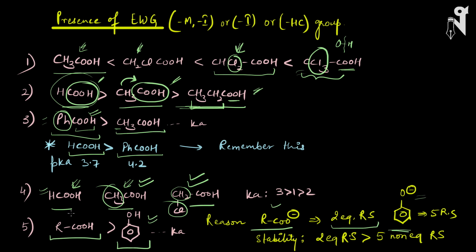Okay, so in this case, where the fifth compound is, we have RCOOH and phenol. We have to compare the acidic strength. We have RCOO minus. RCOO minus gives you 2 equivalent resonating structures, whereas when you talk about the phenoxide ion, it gives us 5 resonating structures which are non-equivalent. So even though the number of equivalent resonating structures is lesser than the non-equivalent ones, that gives more stability. Hence my aliphatic carboxylic acid is going to be much more acidic than your phenol. Okay, so this is about the presence of electron withdrawing or electron donating groups and their effects on different compounds with respect to the acidic strength.